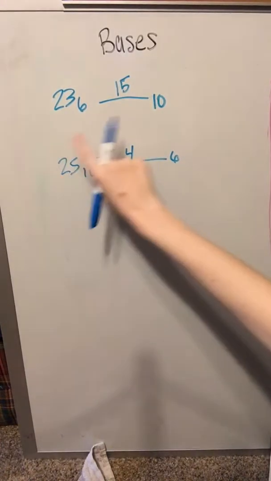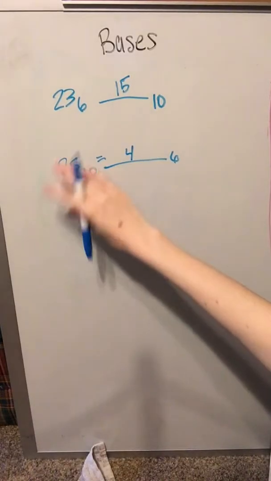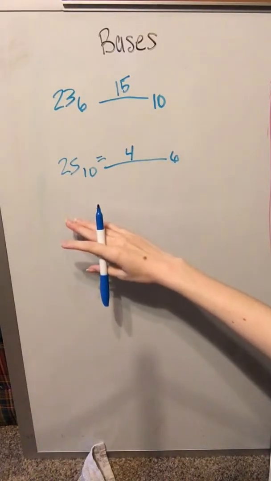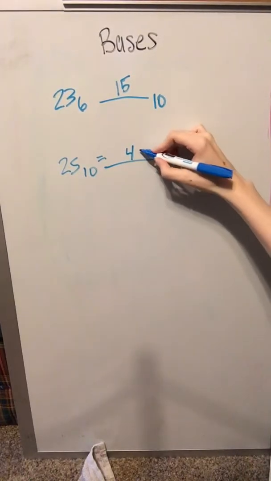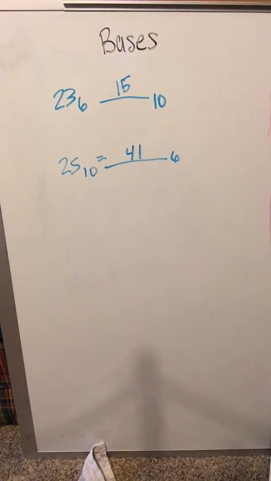And then you imagine that you did the division. So 6 times 4 is 24. 25 minus 24 is 1. Now if you had a remainder that was greater than 6, you would have divided that by 6 again. But since it's 1, you just write it down. So the answer is 41.